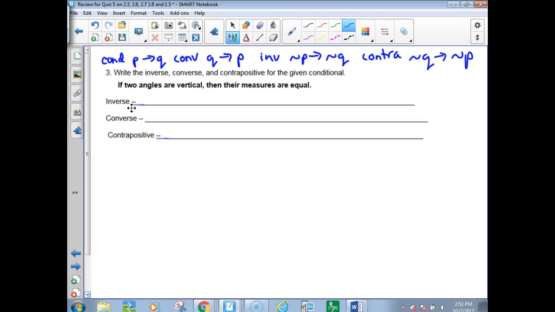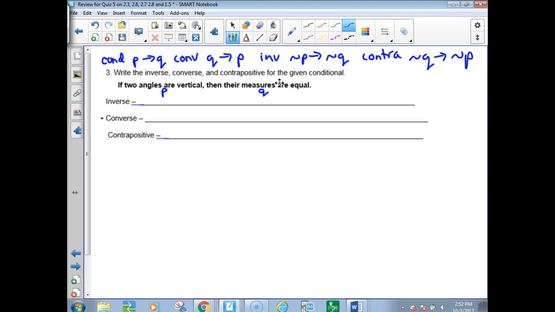All right, so we're going to write the inverse. Well, the first conditional statement is if two angles are vertical, that's the P part, then their measures are equal. That's the Q part. Okay, the hypothesis is the P part. The Q is the conclusion. Now, let's go right to the converse, because this is the order we always did them before.